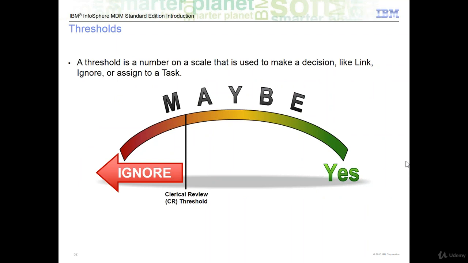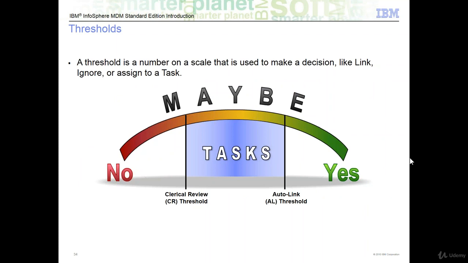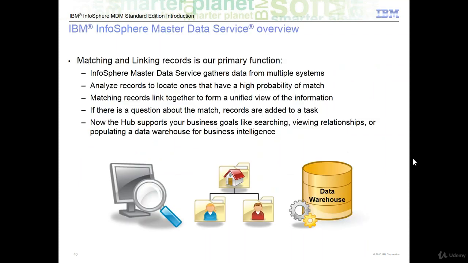Link it if the auto-link threshold is greater, or assign a task if it's between them. Now, taking the case of IBM InfoSphere Master Data Service, where matching and linking of records is considered the primary function. In the InfoSphere Master Data Service, it gathers data from multiple systems, analyzing the records to locate the ones that have a higher probability of match.